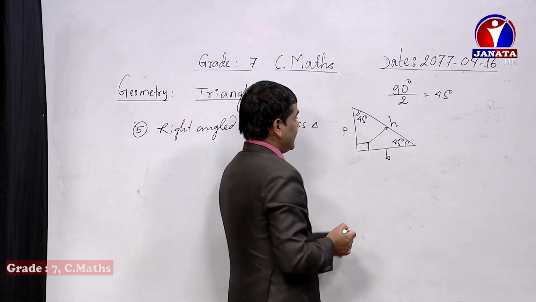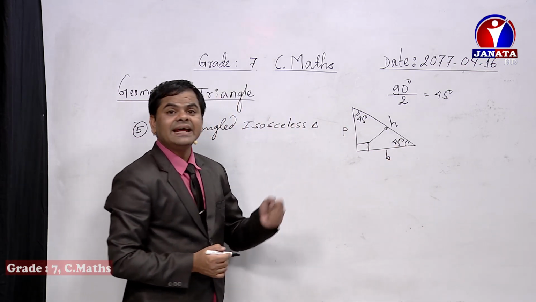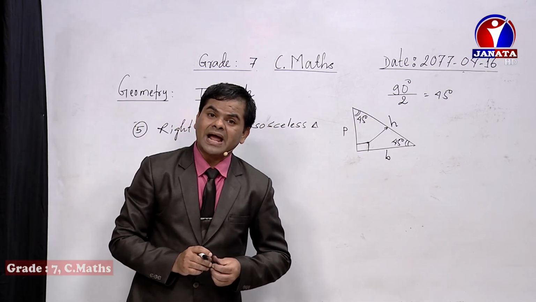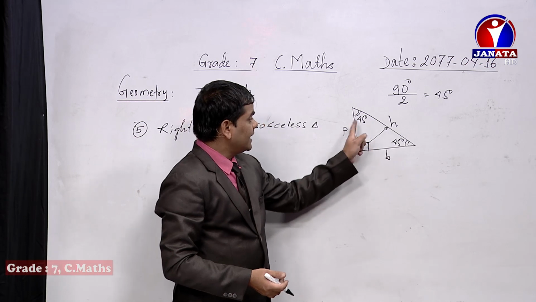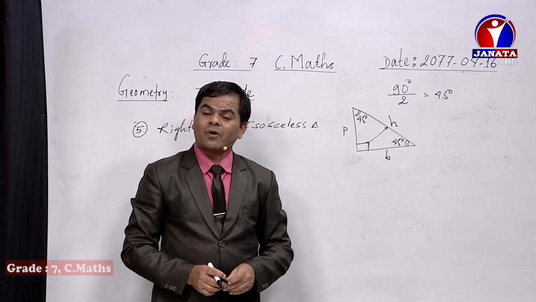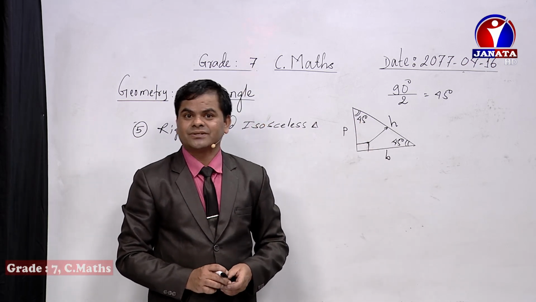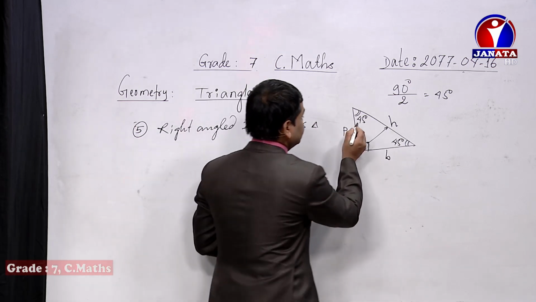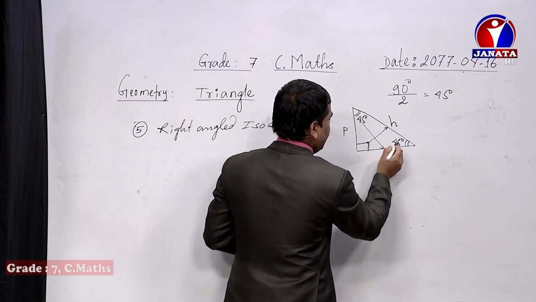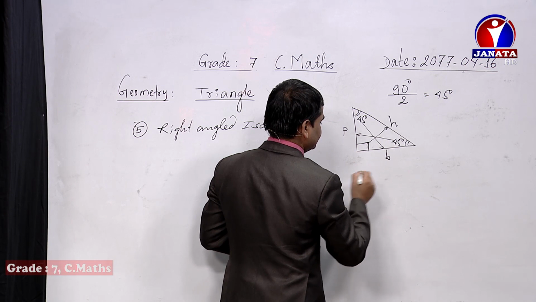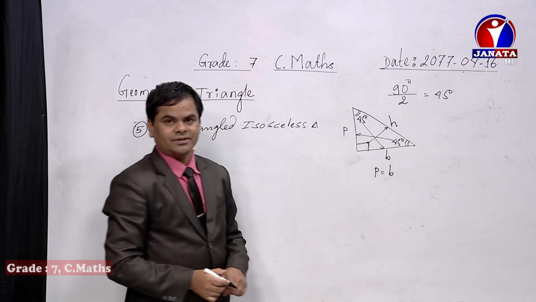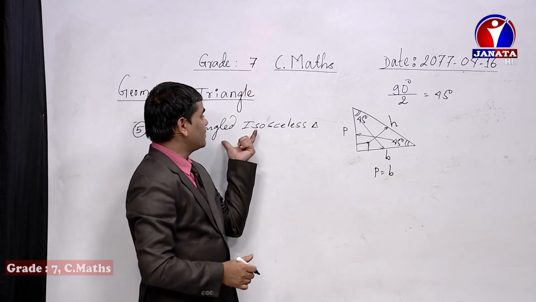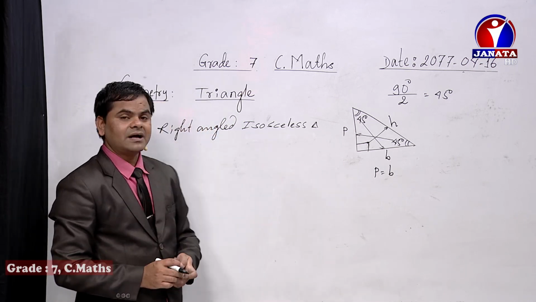And dear student, as this is an isosceles triangle, anyhow its 2 sides and 2 angles should be equal to each other, and I have already told, opposite to the equal angles, the sides formed in an isosceles triangle are equal to each other, isn't it? So opposite to this 45 degree and opposite to the other 45 degree, the perpendicular and base are equal to each other, dear student. So this type of triangle is known as a right angle isosceles triangle.